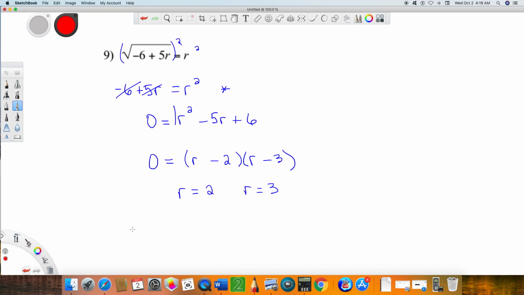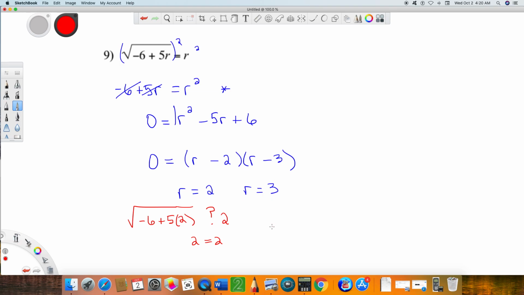So on the left-hand side, we've got negative 6 plus 5 times r, but we're replacing r with 2. Now the big question is, if we replace r with 2, is this arithmetic going to result in a 2? So we have negative 6 plus 10, which is 4, and the square root of 4 is 2. So this does definitely check, and r equals 2 is in our solution set.